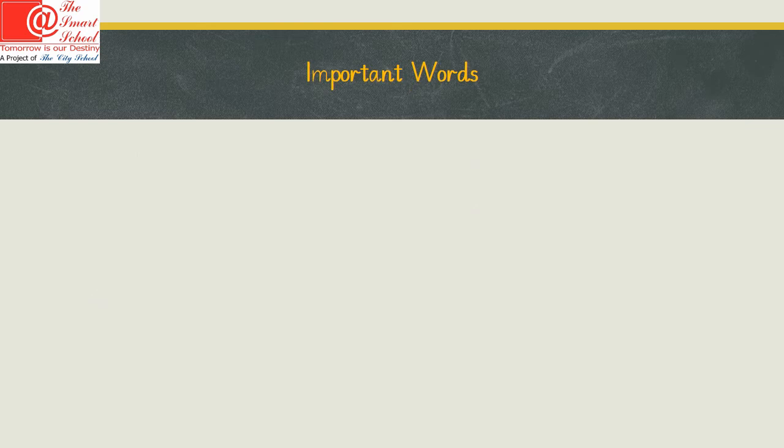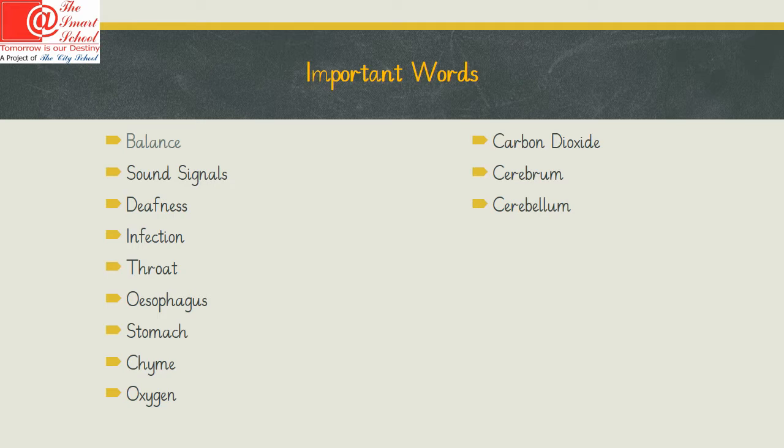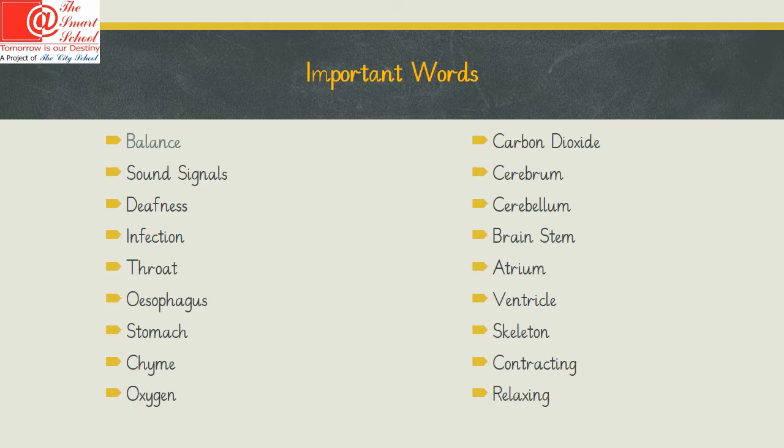We shall go through some important words for this lesson. Balance, sound signals, deafness, infection, throat, esophagus, stomach, chyme, oxygen, carbon dioxide, cerebrum, cerebellum, brainstem, atrium, ventricle, skeleton, contracting, relaxing.